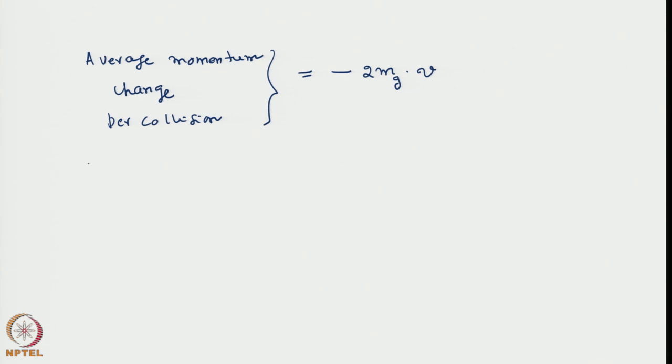Now, let us say that the gas has n_g molecules per unit volume, say per meter cube, and let us say nu g is the rate of collision, or the frequency of collision, or the number of collisions per unit time, say per second, on the particle.